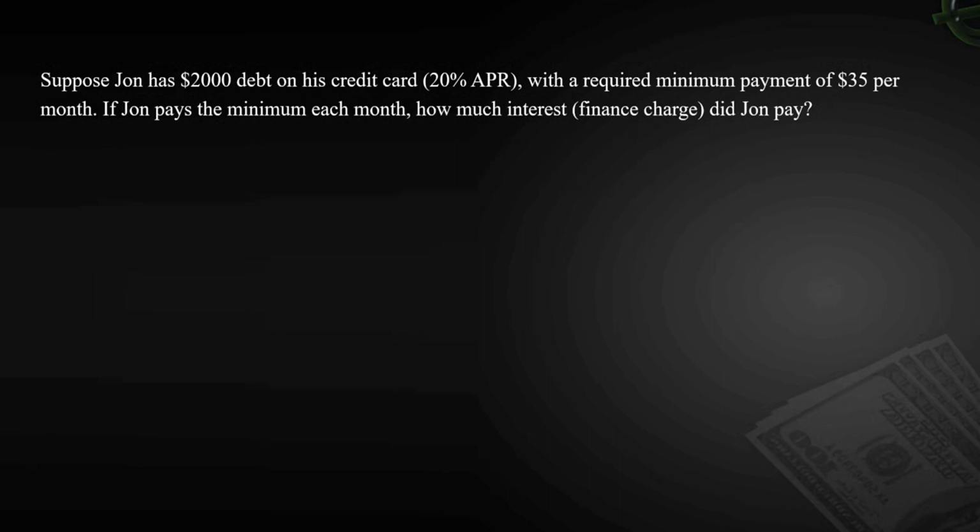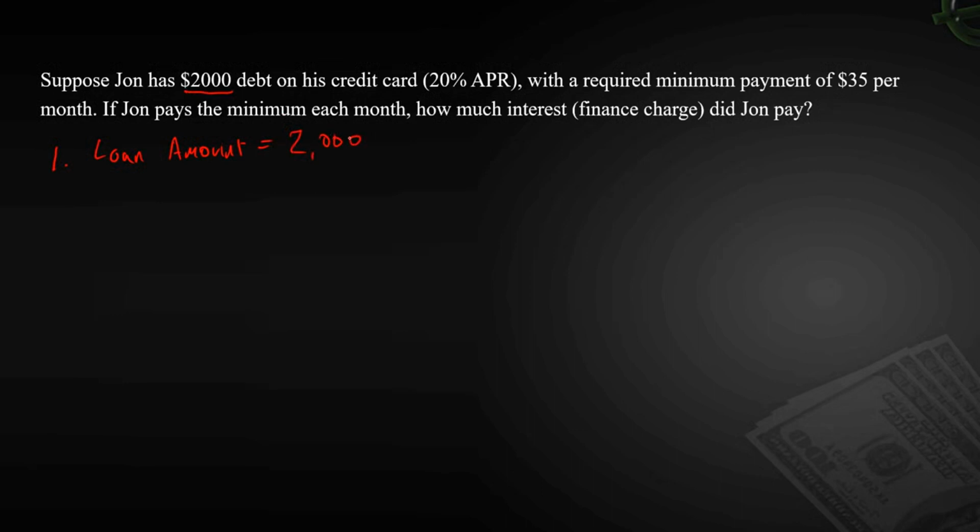Okay, so step 1, we need to calculate our loan amount. And our loan amount is equal to the sales price. So the sales price is $2,000 here. That's the price of the things that he bought.